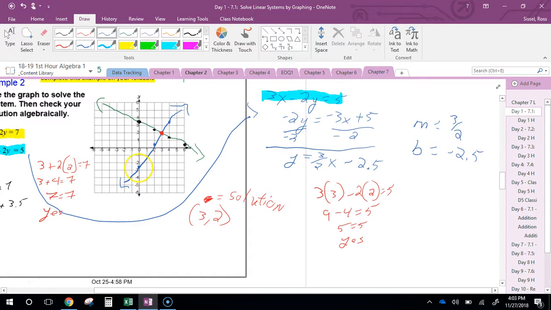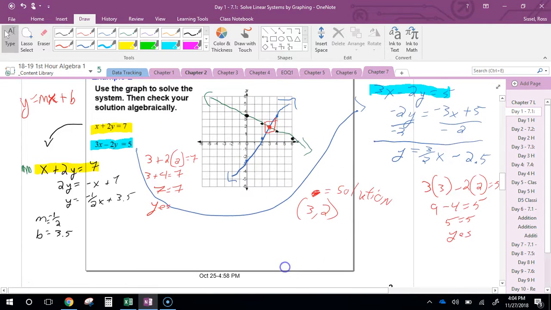was 3 over 2, and my y-intercept is negative 2.5. So you can see here is my negative 2.5, there's my graph, and this is where we intersected. So I write down that coordinate point right where those two lines intersect, which was over 3 up 2. So my solution's (3, 2).